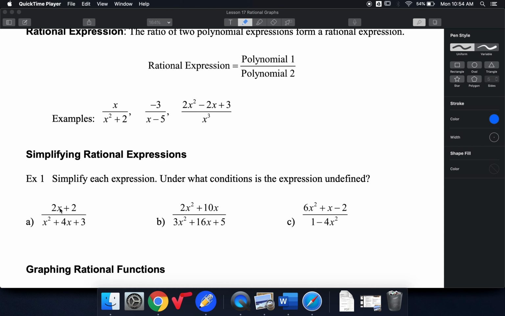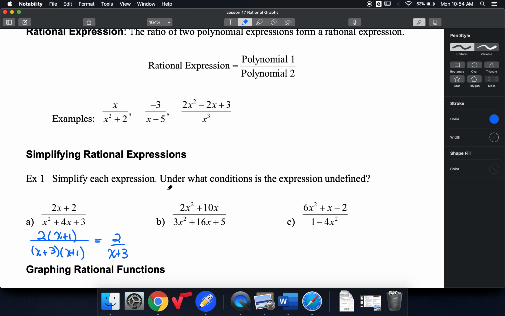So with this first one on top, I can factor out a 2 and have x plus 1. I see that my denominator also factors. That's a quadratic that factors into x plus 3 times x plus 1. Well, I want to be careful here, because this is going to simplify to 2 over x plus 3.